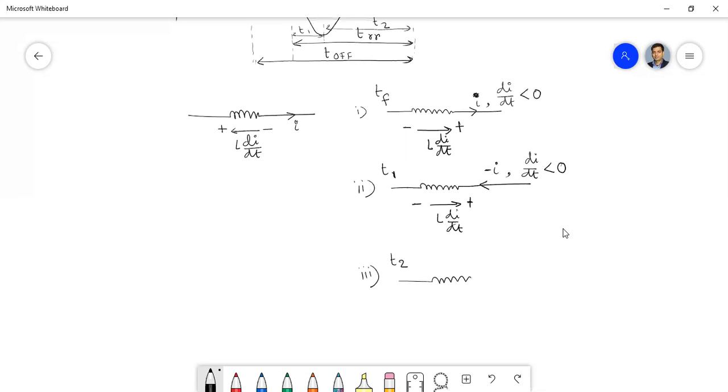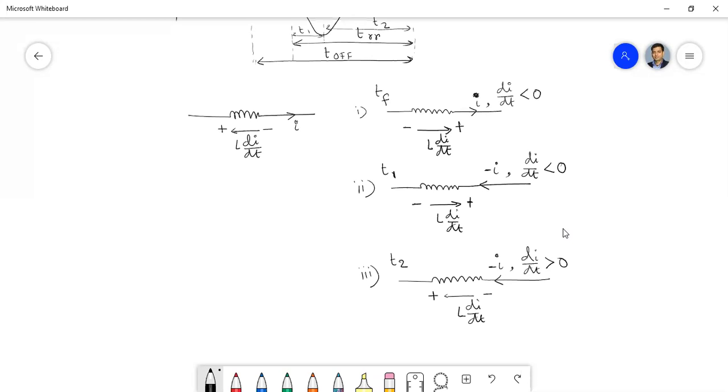Now I have the inductance. What is the direction of the current in T2? Negative. Negative only, isn't it? Now what is the second thing, di/dt? Positive. What will be the direction of the voltage induced? Okay. Is that clear?